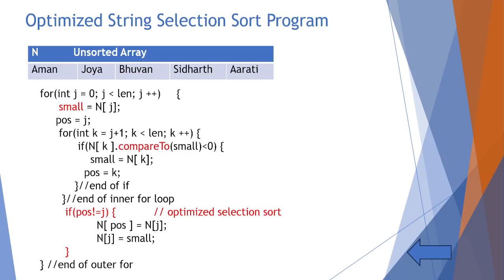So these are the two changes, and if pos is not equal to j, then only swap.